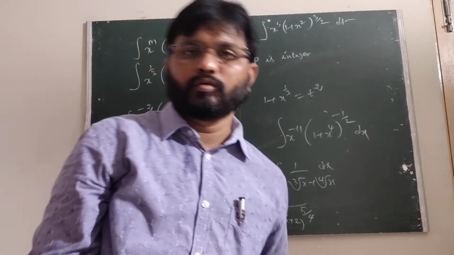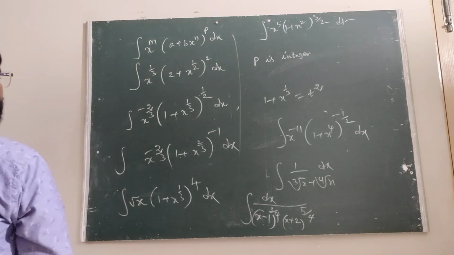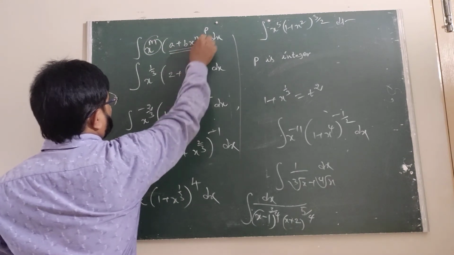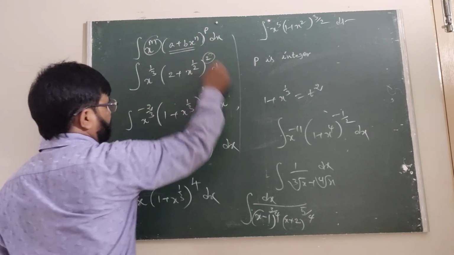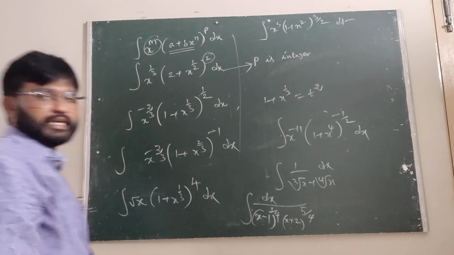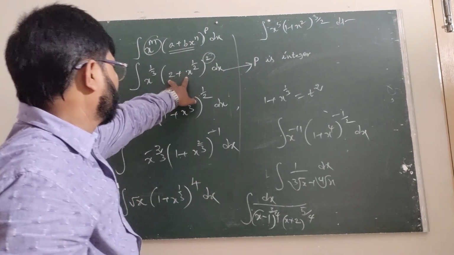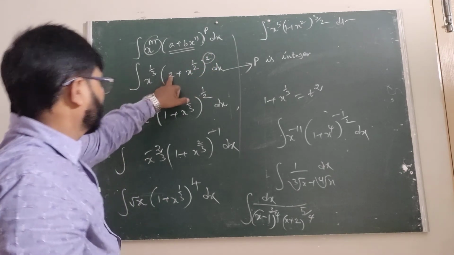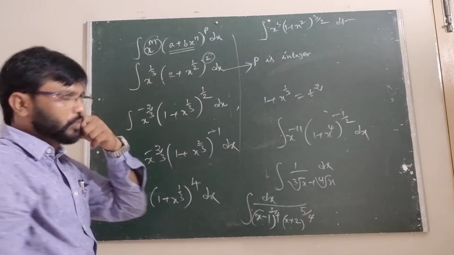So right now we are going to discuss some different models. Suppose the integrals are in the form of x power m, a plus b x power n whole power p. Suppose here p is directly an integer. P is an integer. After that, you can directly write (a plus b) whole square: a square, b square x, 2ab, that is 2 root x.